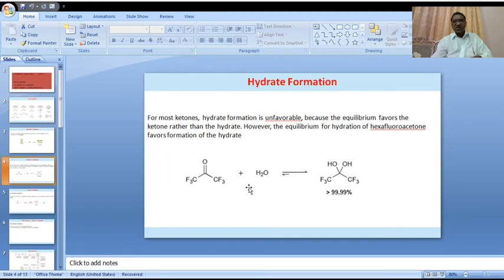Here, hexafluoroacetone on reaction with the water molecule forms 99.99% of this compound, the hydrate compound.